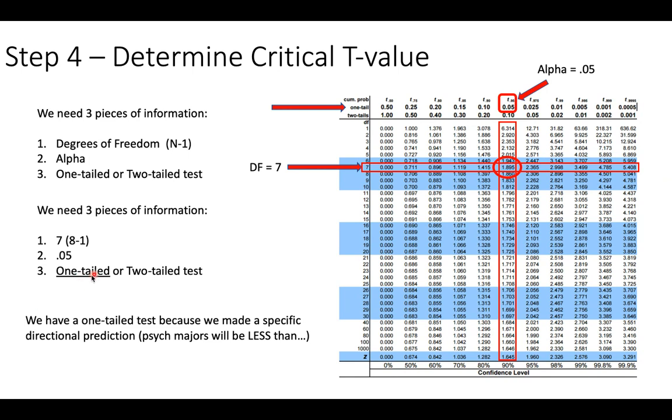because we have a one-tailed test, we know that we're going to take this value of 1.895 and we're just going to stick a negative in front of it. So our critical value actually becomes negative 1.895 because I had a negative one-tailed hypothesis, right? I thought that psychology majors would score lower than, less than the average population.